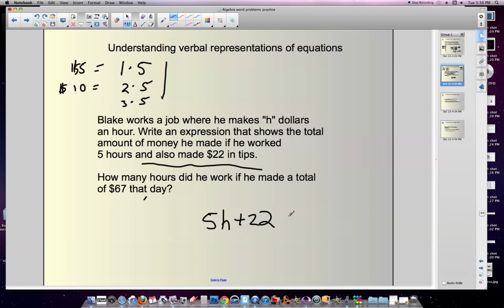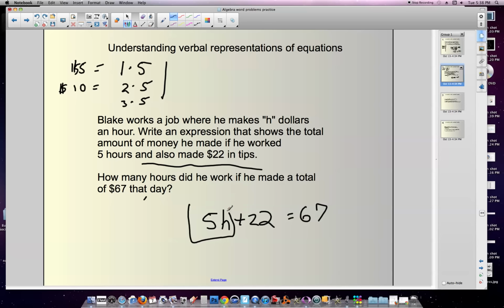So if this expression happened to equal $67, then what is H? What's the number of hours that he worked? What's the amount of money he made per hour? And once again, if we have some number plus 22 equals 67, this is like the inverse property of subtraction, right?